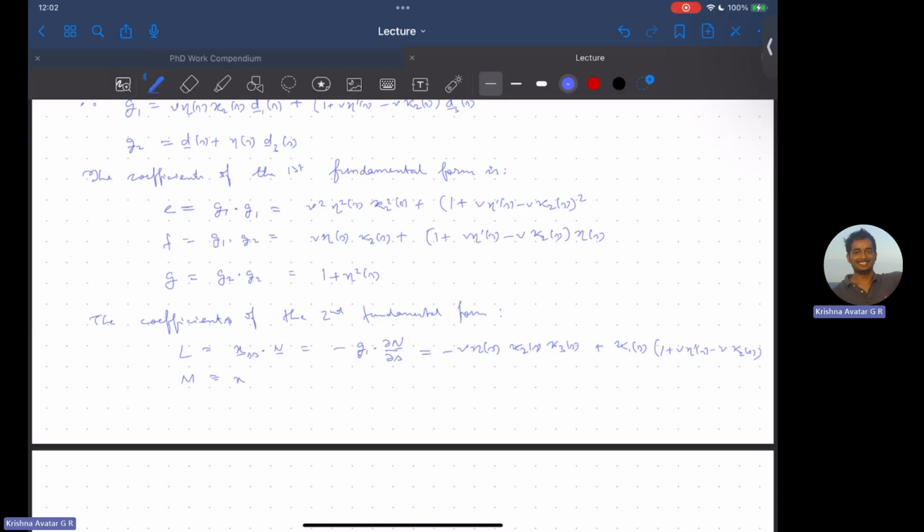M is equal to x_sv dot n, which is minus g1 dot partial n by partial v, and this is going to be 0. N is equal to x_vv dot n, which is minus g2 dot partial n by partial v, also going to be 0. Fine.